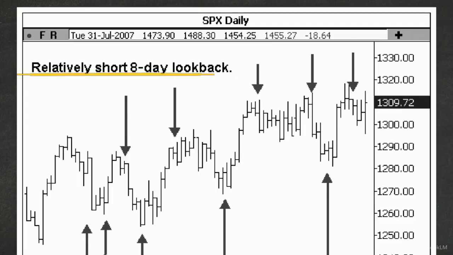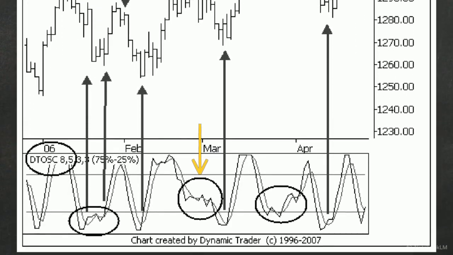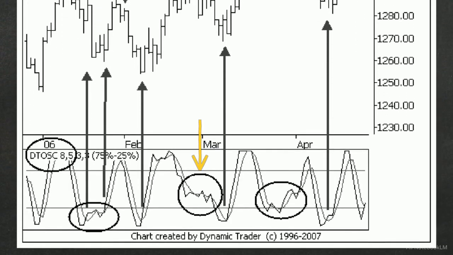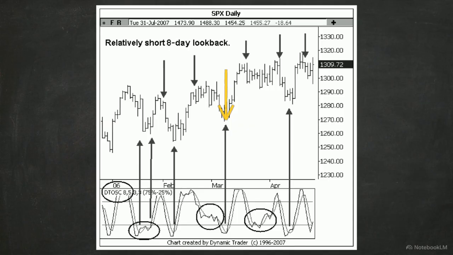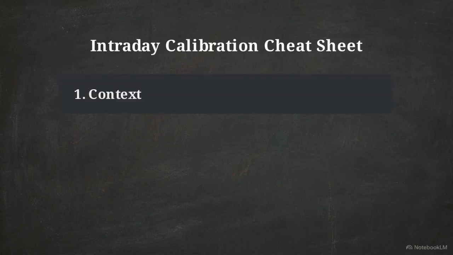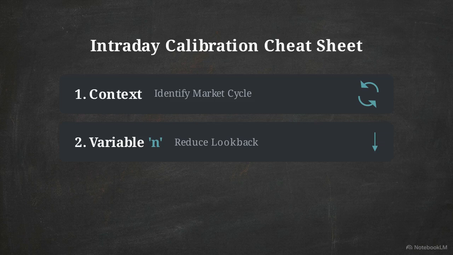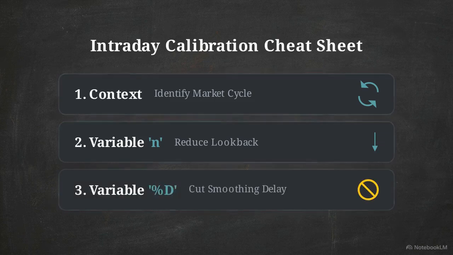This chart highlights a necessary trade-off. Reducing lag increases sensitivity, creating more whipsaw signals, reversals that trigger then immediately fail. These premature signals are the cost of speed. Professional calibration balances timely entries against the probability of false positives. To calibrate for intraday trading, identify the current market cycle, reduce the look-back period to match that cycle, and cut the smoothing average to minimize signal delay.